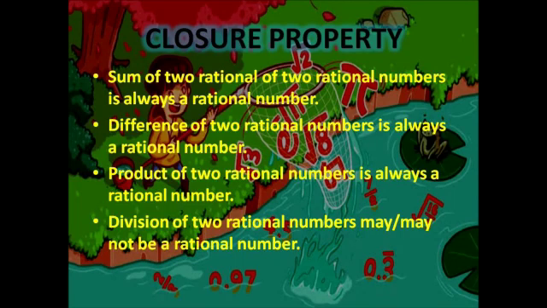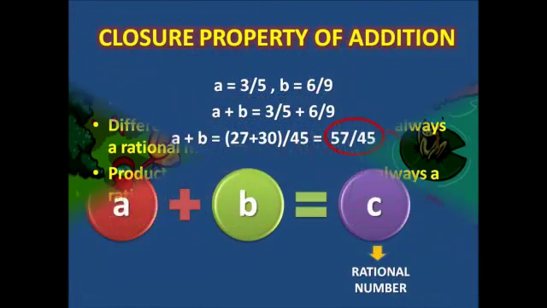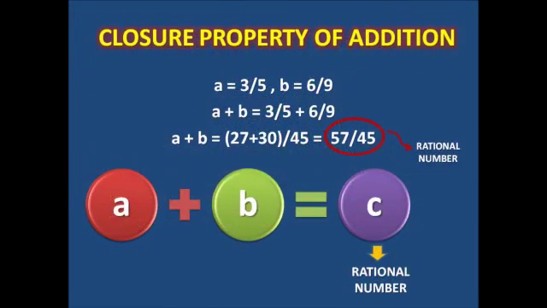Now the difference of two rational numbers is always a rational number. So rational numbers are closed under subtraction. When you multiply two rational numbers, you will get a rational number as a result. So rational numbers are closed under multiplication. Division of two rational numbers may or may not be a rational number. So rational numbers are not closed under division. Let us discuss each of these properties one by one. We are going to start with closure property of addition.